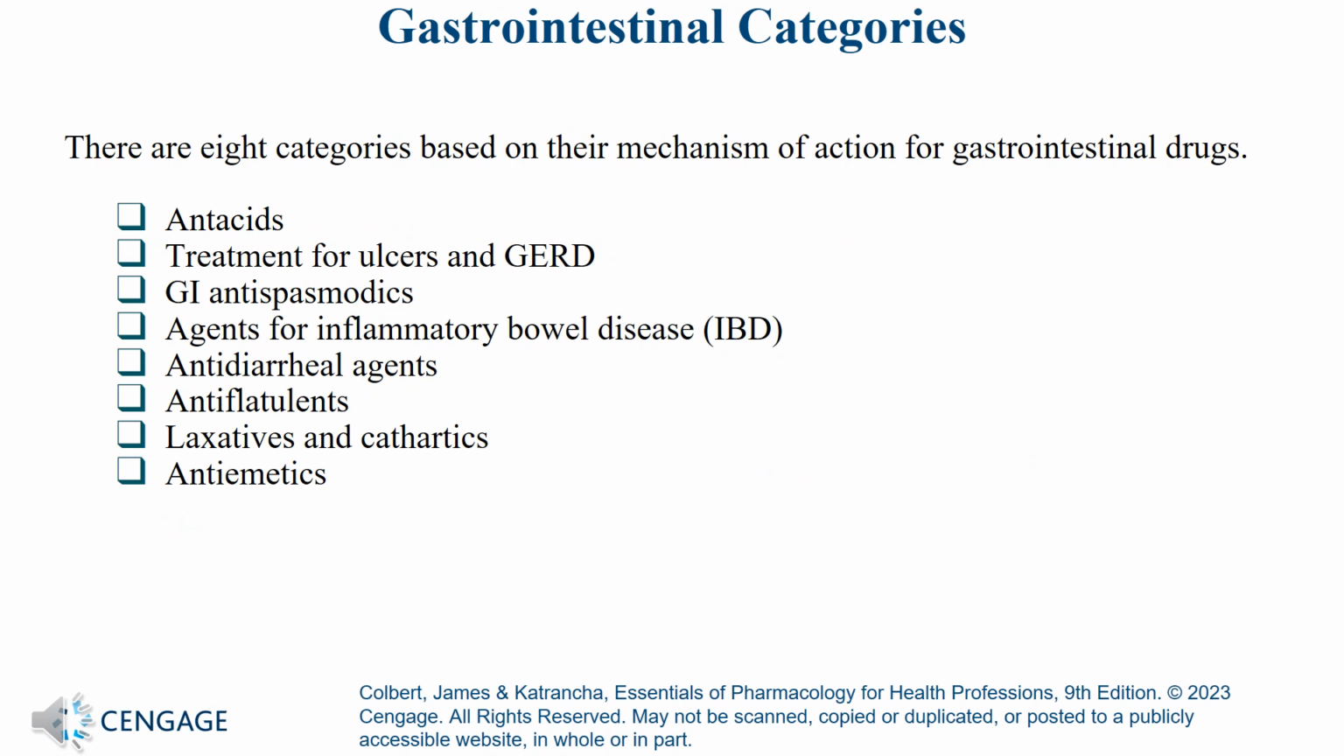Okay, so we're going to look at the GI categories, or your gastrointestinal categories. There are 8 categories based on the mechanism of action for the GI drugs. You are looking at the 8 of them on your screen: your antacids, treatment for ulcers and GERD, your GI antispasmodics, your agents for IBD, your antidiarrheal agents, antiflatulents, your laxatives and cathartics, and antiemetics.